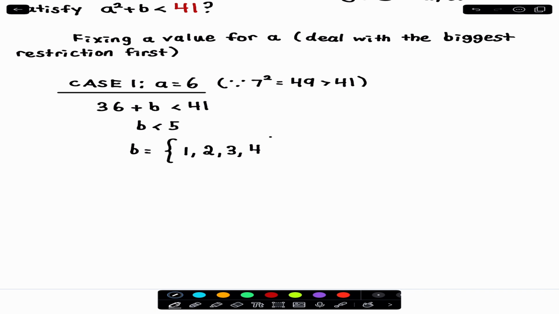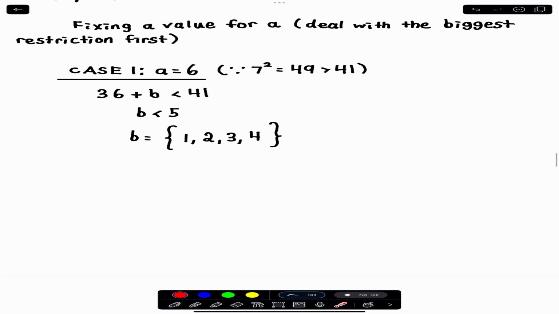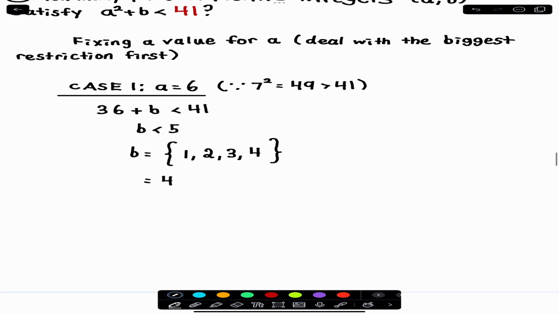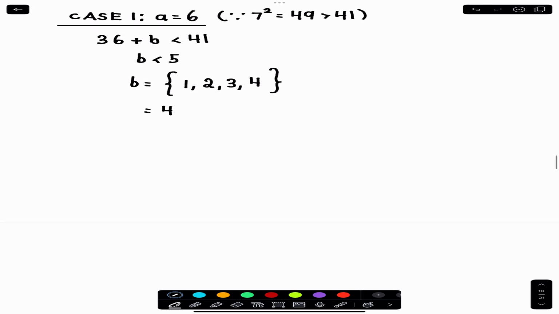And if you've never seen this set notation, don't stress too much about it. I will make another video on that. But basically, it means b is contained in this group. So it can only be one of these 4 values. The important thing is there are 4 possible values for b when a equals 6. Okay? And we're going to repeat this.